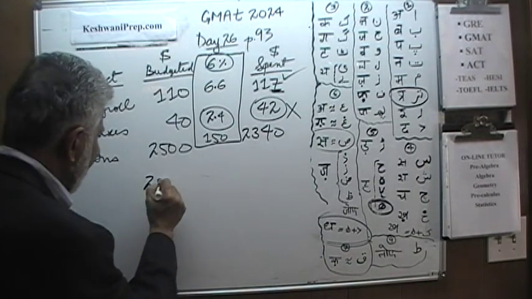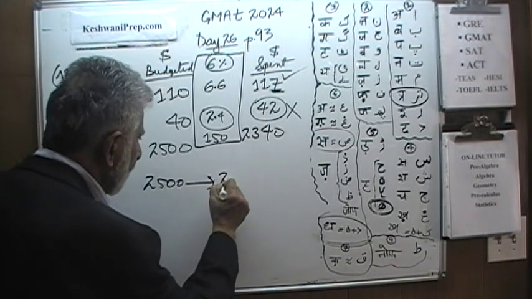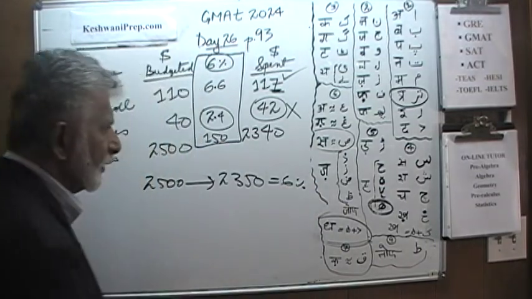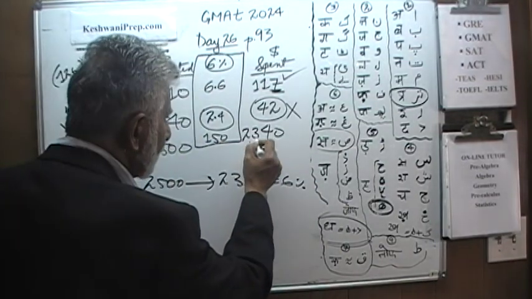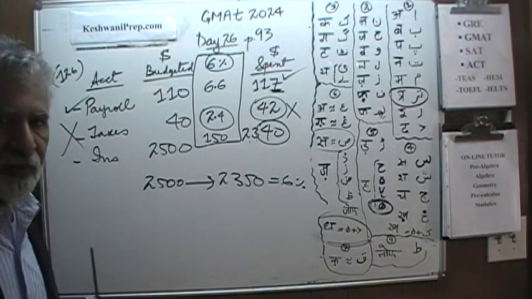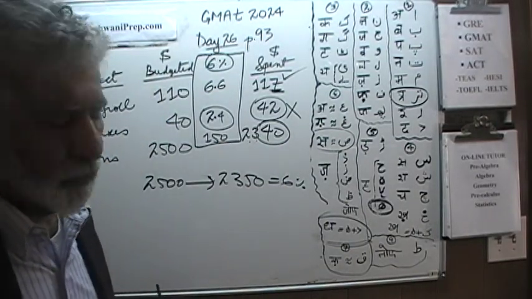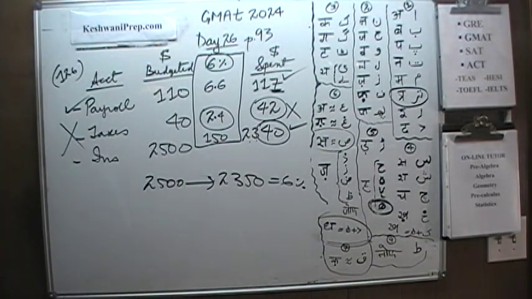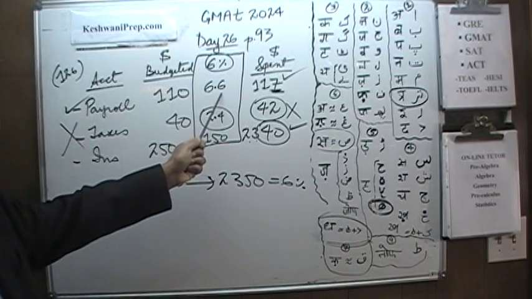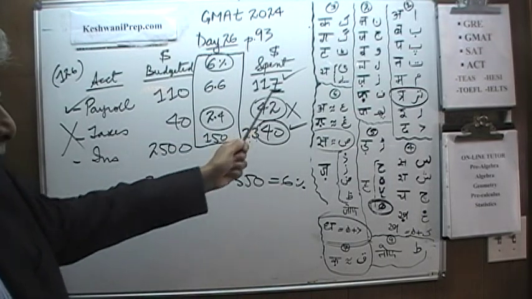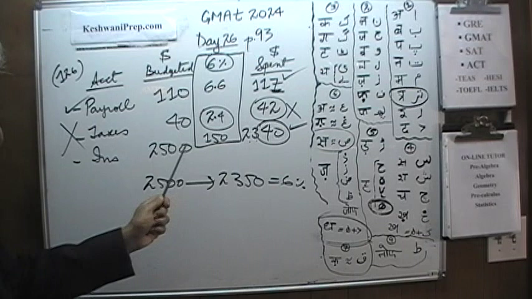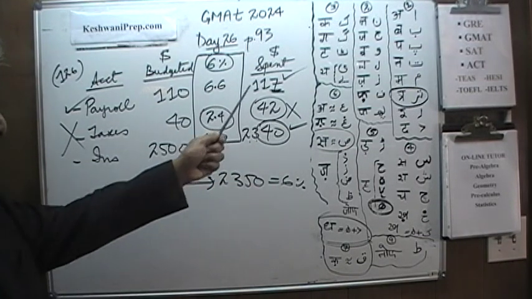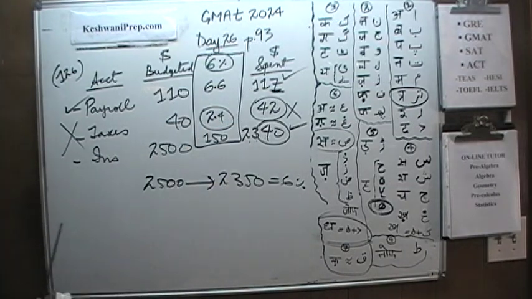Had it gone from 2,500 to 2,350, that would have been exactly a 6% change. The fact that it went to 2,340, we have a drop of more than 6%. How much more, we don't care, but it is a difference of more than 6%. There we go, that's your answer. This is more than 6% because instead of going up by 6.6, it went up by 7. This is a difference of more than 6% because instead of going down by 150, it went down by 160. There you go, the answer is payroll and insurance.